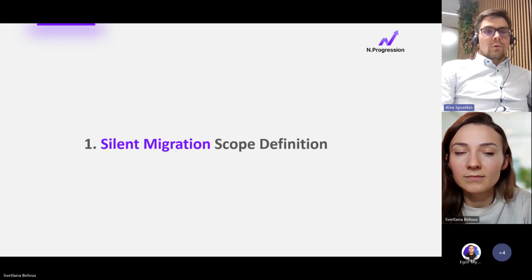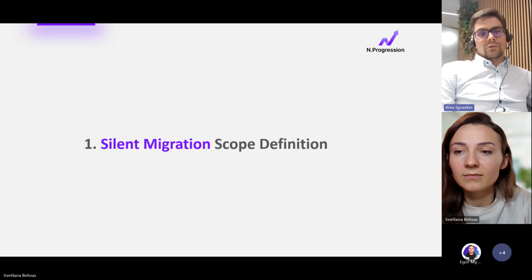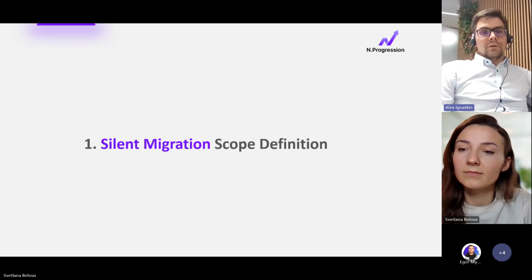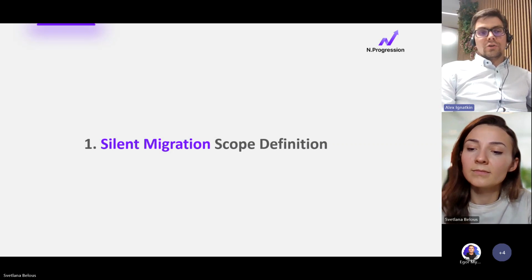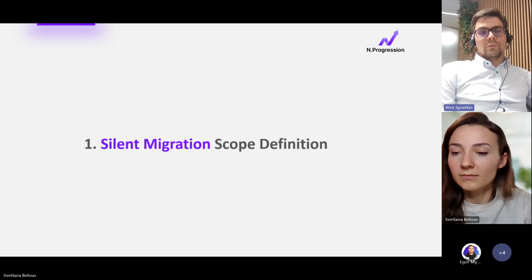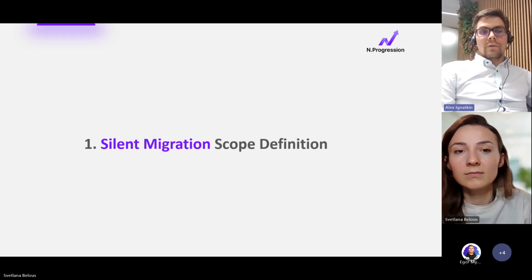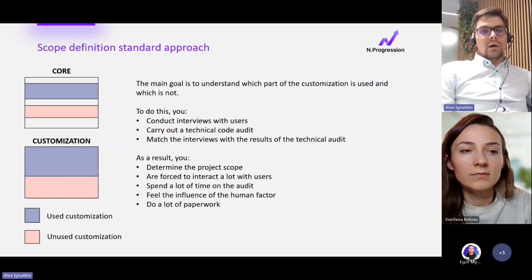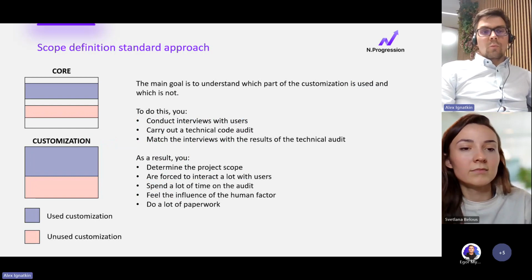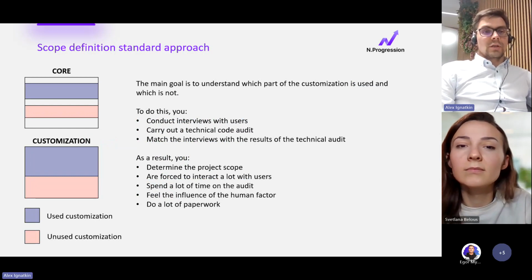And the standard approach is that you conduct interviews with end users or key users to find the functionality which is outdated and which you don't need to migrate to the new version. Based on that information, developers need to provide a deep analysis of system objects and find out the project scope based on system objects and functions.